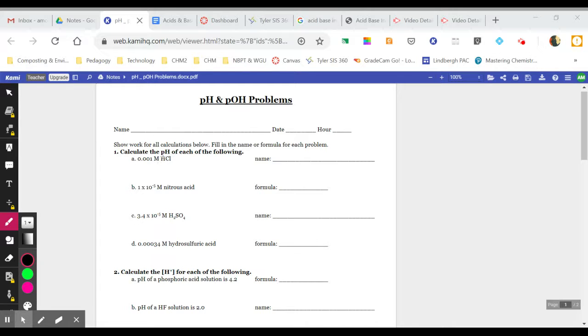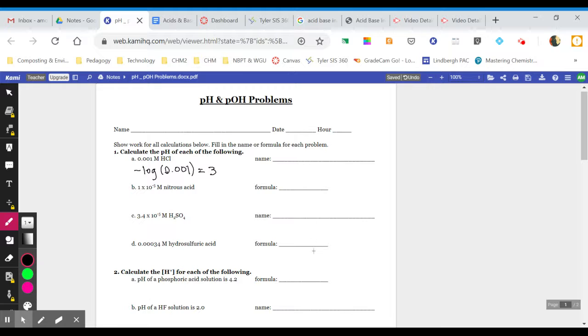So for instance, we're calculating the pH of each of the following, and it gives us the molarity here of the acid. So I want to make sure that you actually tell me what you're typing in your calculator. So in this case, it would be negative log of 0.001, and that would give us a pH of 3. So make sure you show this work and don't just write down 3 as your answer.